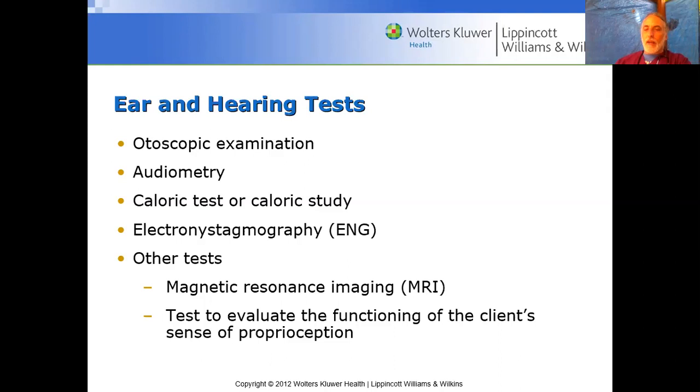And then the last piece here, evaluation of proprioception. Proprioception, our ability to determine the direction in which a sound is coming from. You will often see patients who have hearing loss on one side or another, or their sense of proprioception is impaired.